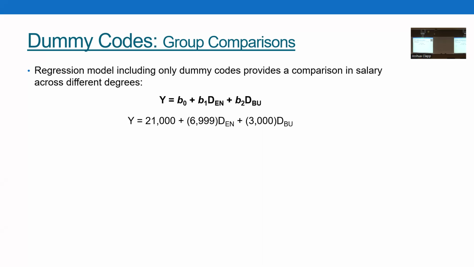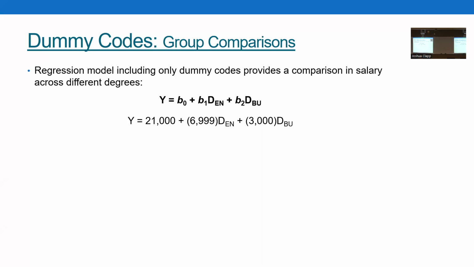If I apply a literal interpretation of this, what is 21,000 here? What does that represent? It is the intercept. Yep. The starting salary for someone who is a liberal arts major. Yes, absolutely. Because if someone is a liberal arts major, this is the expected value of my outcome when engineering and business are held constant at 0. If engineering is 0 and business is 0, that goes away. Who am I talking about? My liberal arts folks.